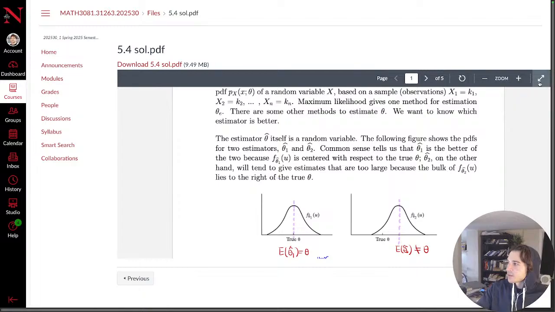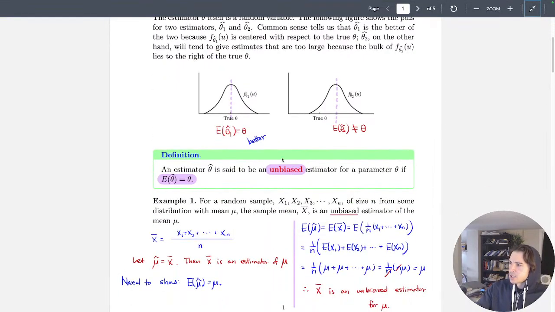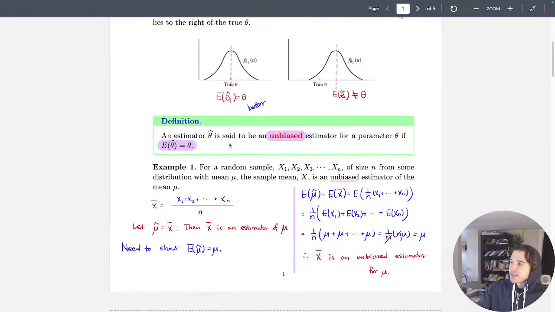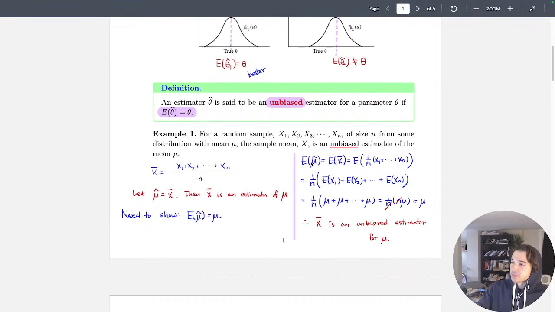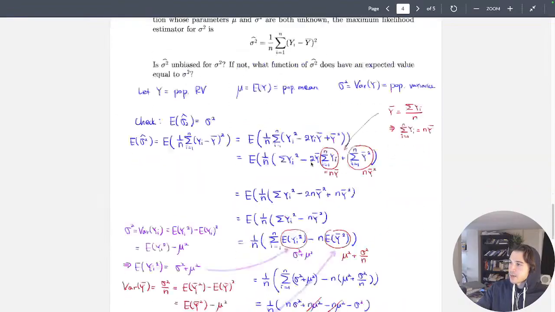Properties of estimators. An even simpler section. Just know that an estimator theta hat is said to be an unbiased estimator for a parameter theta if the expected value of theta hat is equal to theta. So all you do is you find the expected value of theta hat, because that's our estimator, so it'll be given, and then you see, is it equal to theta? If it is, you're good. If it's not, it's not.